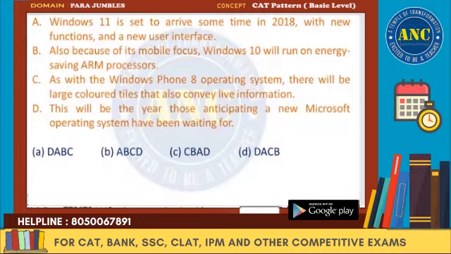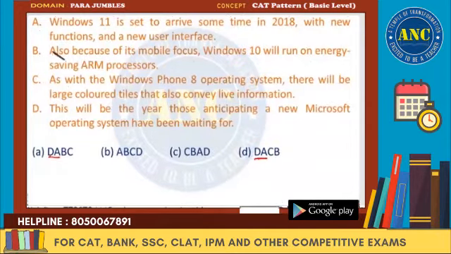So we have D first, then we have A. Wherever you see D, you see that A is following. So DA, and then will we have CB or BC. In C, he is saying, as with the Windows Phone 8 operating system, there will be large colored tiles that also convey live information. Also, because of its mobile focus, Windows 10 will run on energy saving ARM processors.